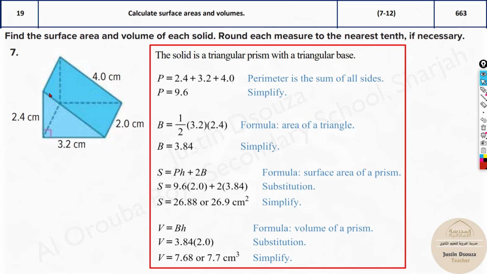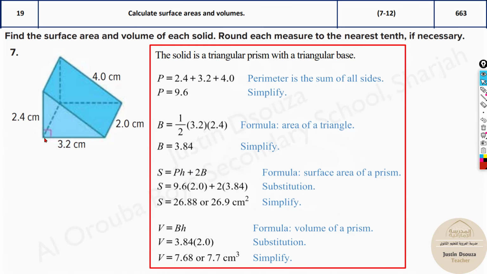Now, which perimeter? Is it of the square, rectangle, or which side? It's the triangular side. So you need to add this height, base, and what is the slant height? It's given as 4. So add these three dimensions, 2.4 plus 4 and 3.2 over here, and that's how you get the perimeter. Then you will need to find the base.